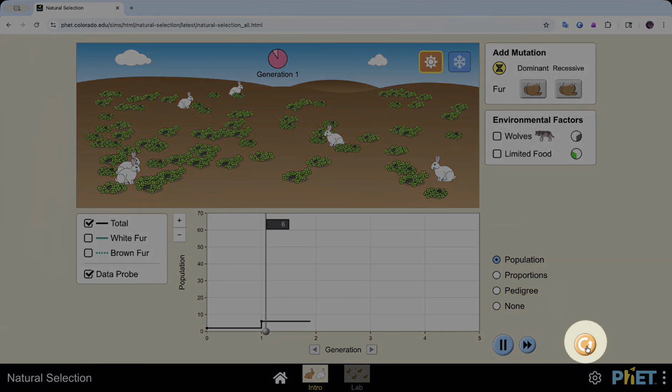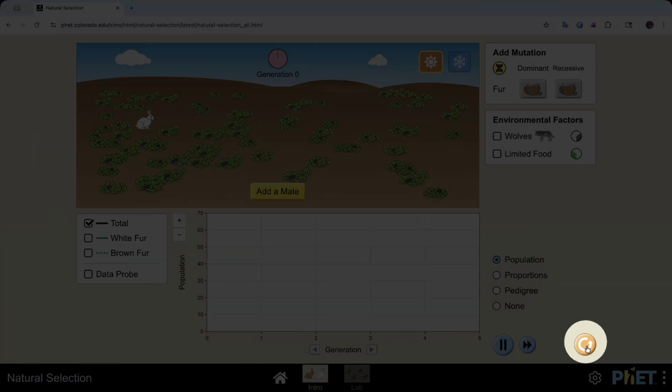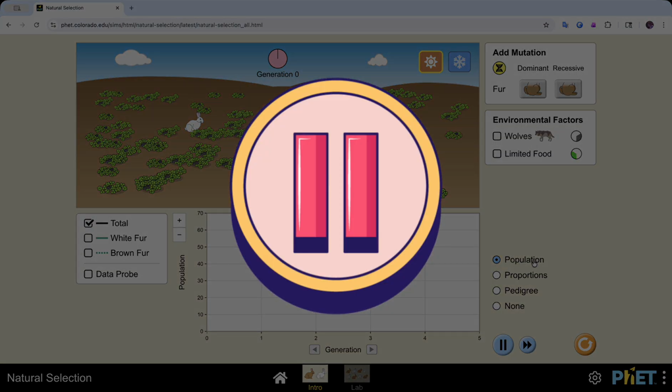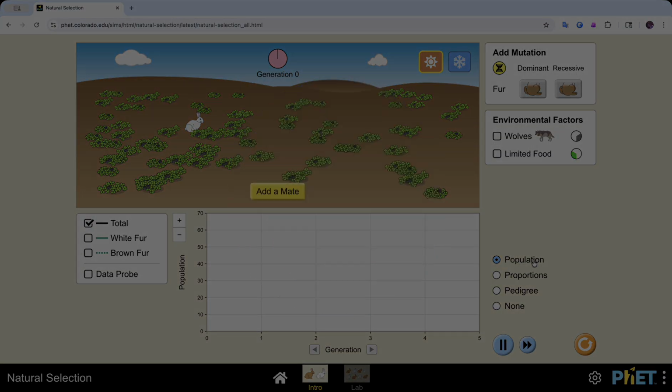The second tool is the orange restart button. You will see an orange circle in the bottom right corner of the screen. You will use this to restart the simulation at the beginning of each new challenge. Make sure to use this every time as it resets everything cleanly. Pause here. Find the data probe and the orange restart button on your screen before moving on.